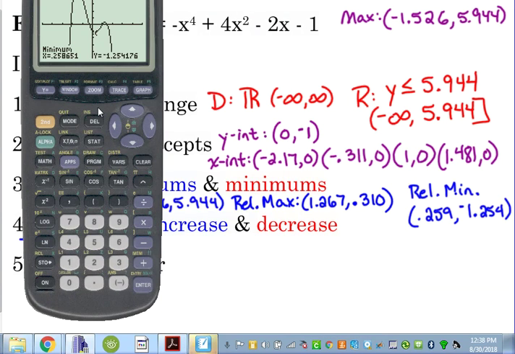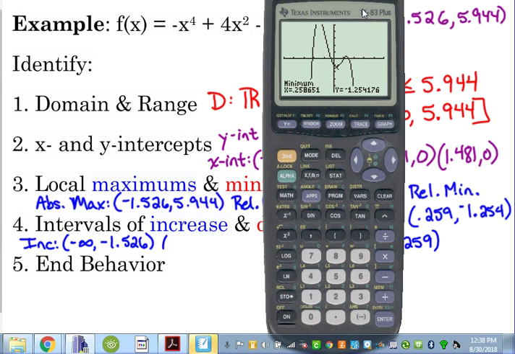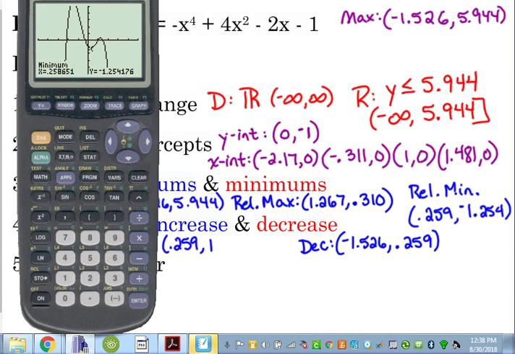Then we decrease. So from the negative 1.526 until that minimum, 0.259. Then we increase again, 0.259 until we get to our max. What was that x coordinate? 1.267. And then we finish by decreasing, 1.267 all the way out to the right.